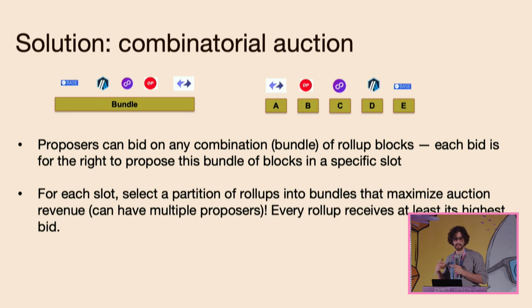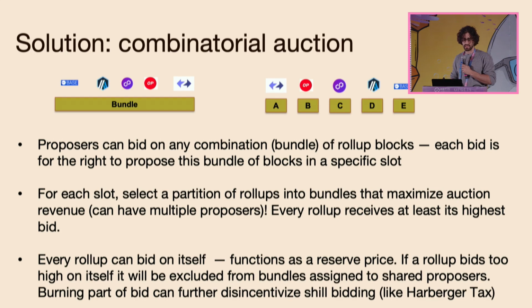Now for each slot, we would select a partition of rollups into bundles that maximizes auction revenue, and this can result in even multiple proposers. Right? It wouldn't necessarily be one proposer for all rollups all the time. And every rollup receives at least its highest bid. In fact, every rollup can even bid on itself, which functions as what's called a reserve price. A reserve price is the minimum price at which a seller is willing to sell a product. So if a rollup bids high on itself, then it can ensure that it will at least make as much as it would make running on its own in isolation.